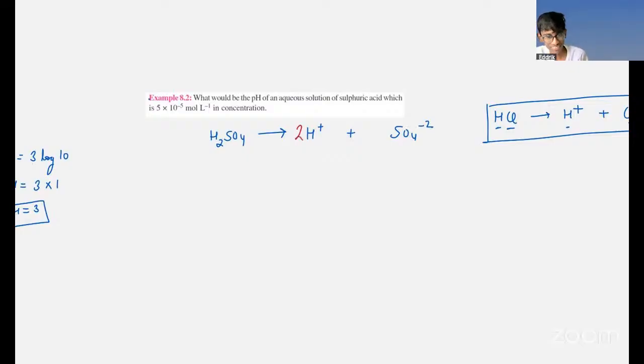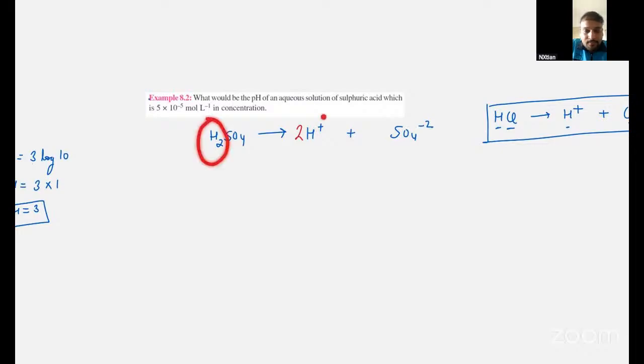Okay, let me check. 2H is there, 2H is there. 1S is there, 1S is there. O4 is there, O4 is there. Don't go on charge. Just count the number of atoms. So how many concentration is there? 2 concentration is there. Okay, but 2 will be multiplied because H2SO4 is there.